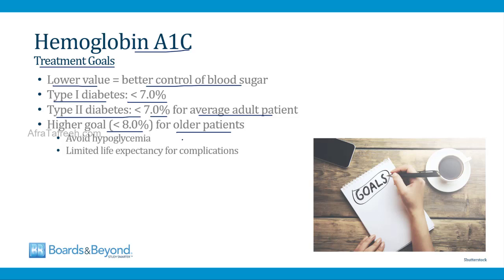The reason this is done is that if you want to achieve a hemoglobin A1C less than 7%, you're going to need to administer higher dosages of insulin and higher dosages of oral diabetic medications, and this can cause hypoglycemia. So in older patients who have limited life expectancy during which they can develop complications of diabetes, you often try to avoid hypoglycemia by raising the target hemoglobin A1C level to less than 8%.